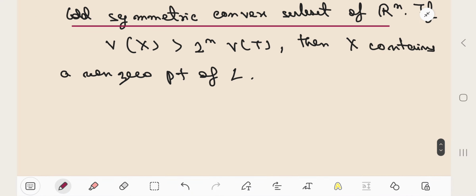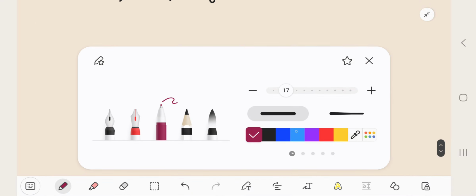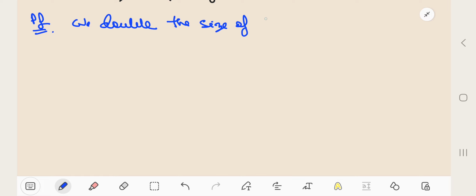Okay, so now let's start with the proof of Minkowski's theorem. Proof. The first thing we do is that we double the size of L. We double the size of L to get a lattice.